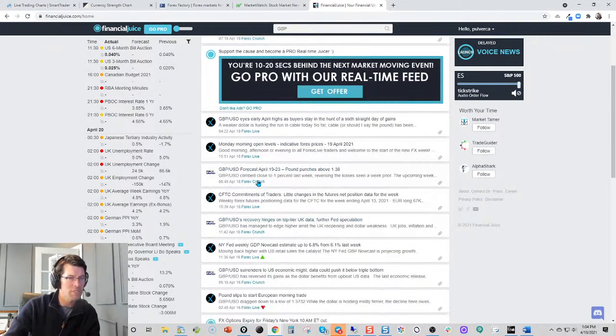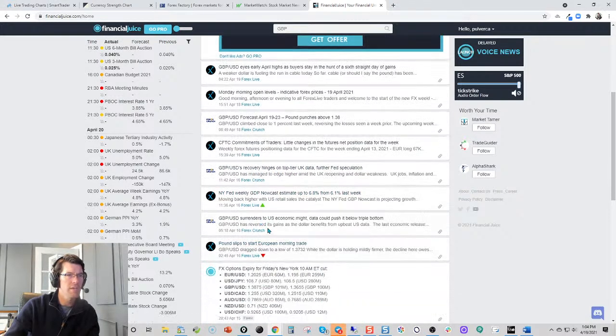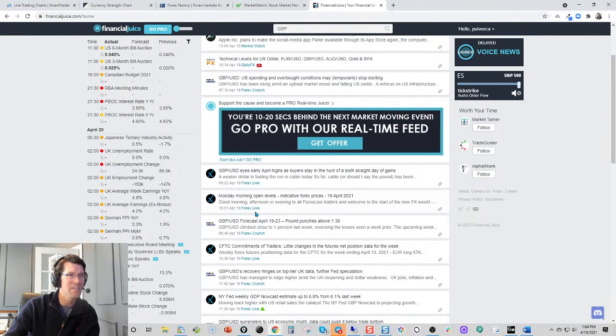I'm looking specifically at pound US dollar. Pound punches above 1.38. In my opinion, it's still capped around 1.40, 1.42. So even in this near-term rally, I still see a lot of reasonable resistance around 1.40, 1.42 on that pound. The recovery hinges on top-tier UK data and further Fed speculation. There was a headline that U.S. surrenders economic might, that was April 16th, so that's last week, and we're talking about it today.